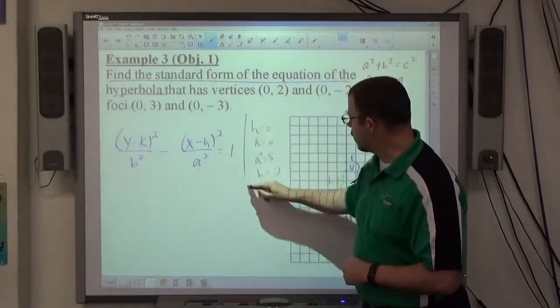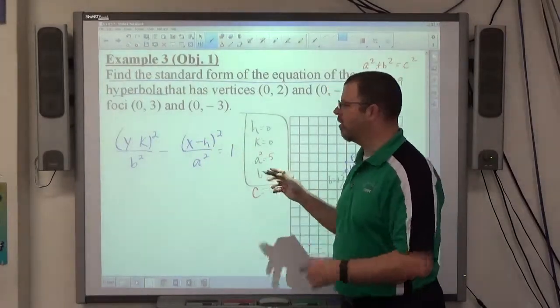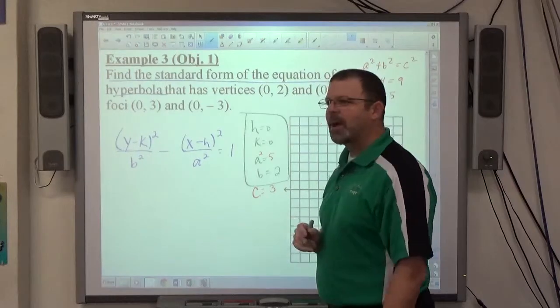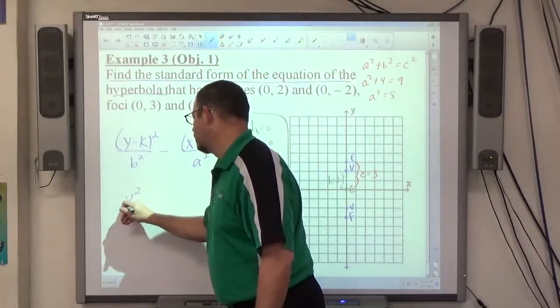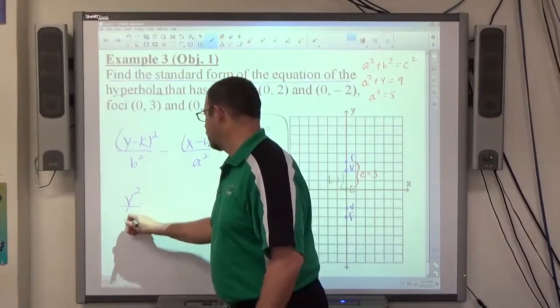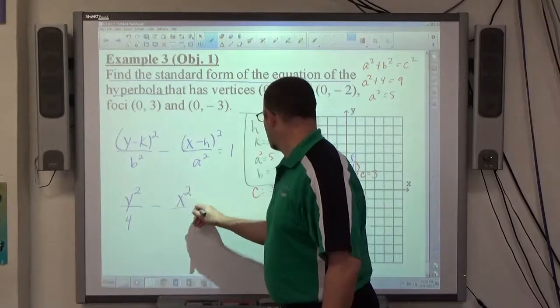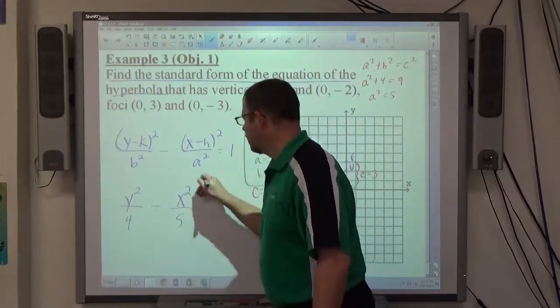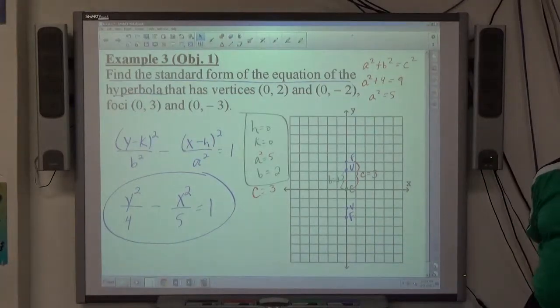Again, in order to answer the question, I have to know which standard form to use and what the important values are. Once I have all the information, I write my answer. I don't write minus zeros personally, so I'm not going to write y minus 0, I'm just going to write y² over b², that'll be 2², which is 4, minus x minus 0, which is x², over a², which is 5, equals 1. Again, if I get a 0 for a coordinate on center, I don't put that in my standard form. I just write it like that.